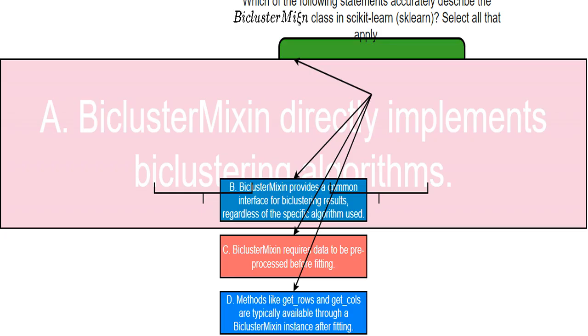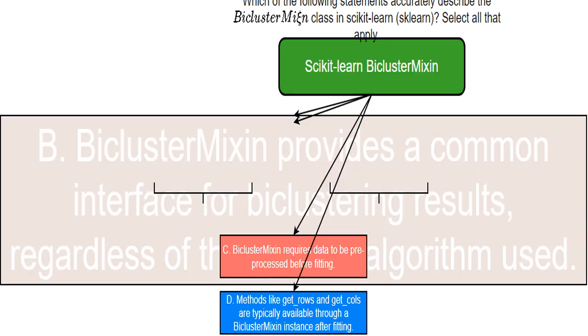This statement is incorrect. I see that the BiclusterMixin class doesn't actually perform the biclustering itself. It's more like a blueprint or a standardized interface. Think of it as a set of instructions that other biclustering algorithms follow. It provides a common way to access results. This is correct. The BiclusterMixin ensures that no matter which biclustering algorithm you use, you can access the results in a consistent and predictable manner. It's like a universal translator for biclustering output. It simplifies things a lot.